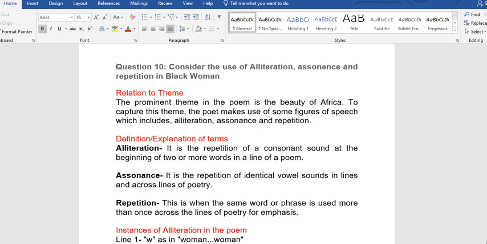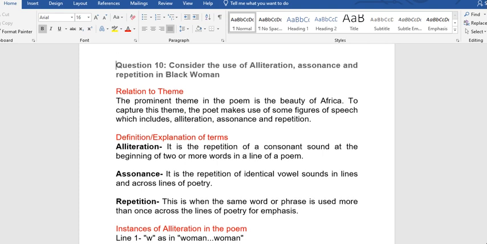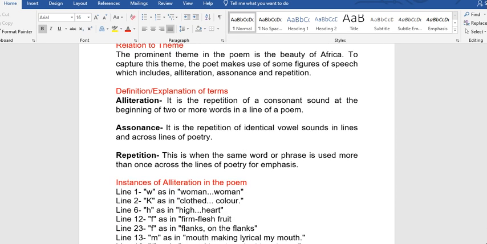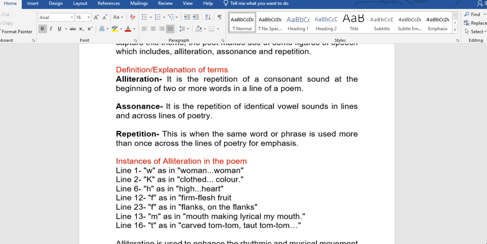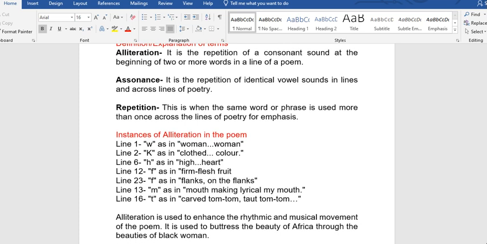Now, the next thing is definition or explanation of terms. The terms that are mentioned in the question are going to be explained. The first one is alliteration. It is the repetition of a consonant sound at the beginning of two or more words in a line of a poem. Assonance. It is the repetition of identical vowel sounds in a line and across the lines of poetry. Repetition. This is when the same word or phrase is used more than once across the lines of poetry for emphasis, that is, to call attention to that thing.